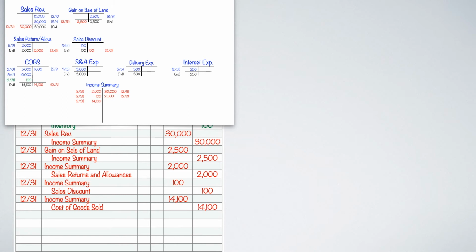S&A expense, same thing. I'm going to credit $3,000 to close that out. And if I credit it, then I need to debit income summary for $3,000. So I'll do that there. The journal entry will be income summary and selling and admin expense for $3,000.